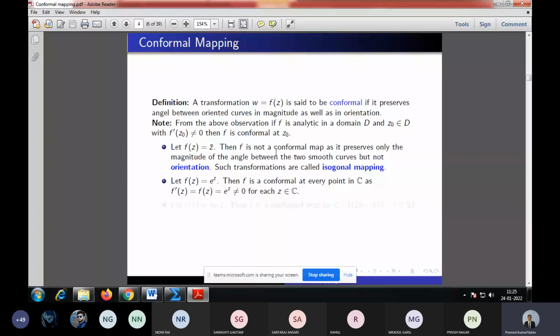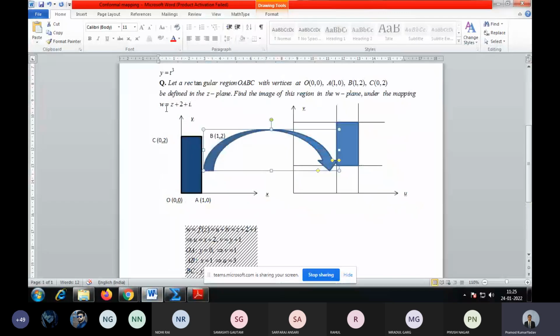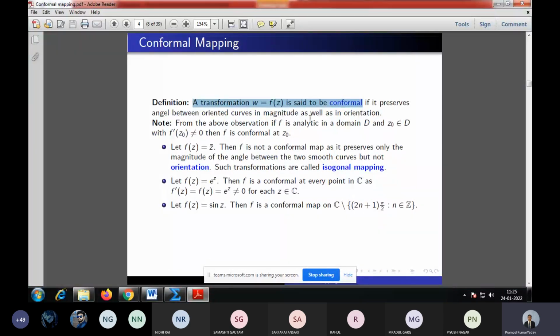So a transformation W equal to f(z) is said to be... Now what does this mean? We are talking about this transformation, W equal to f(z), meaning z plus 2 plus i. This transformation is said to be conformal when it preserves the angle between oriented curves in magnitude as well as in orientation.